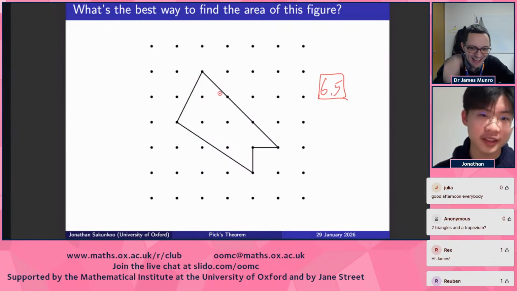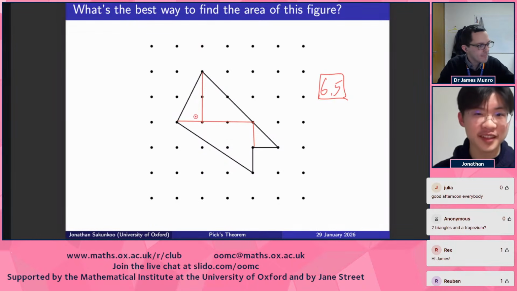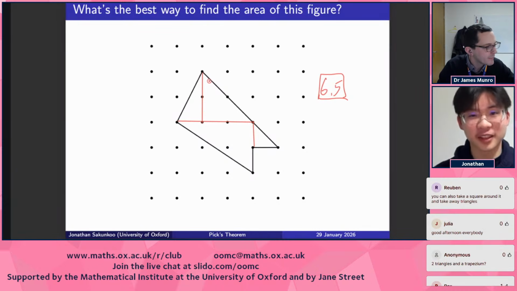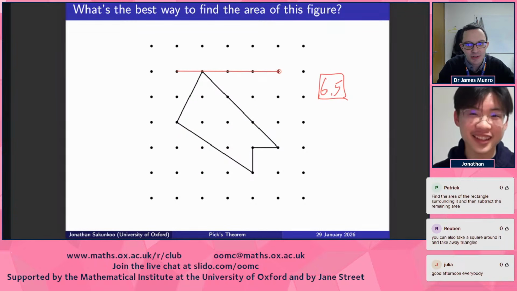But I think the idea behind decomposing it and why it's so natural is that we decompose it into right angle triangles, which importantly line up with the coordinate vertices. So that makes the area calculation a lot easier. Patrick and Ruben have both said you can draw a square or a rectangle around the whole shape and take away exterior triangles. That's exactly right. So the next idea we might have is to do this.